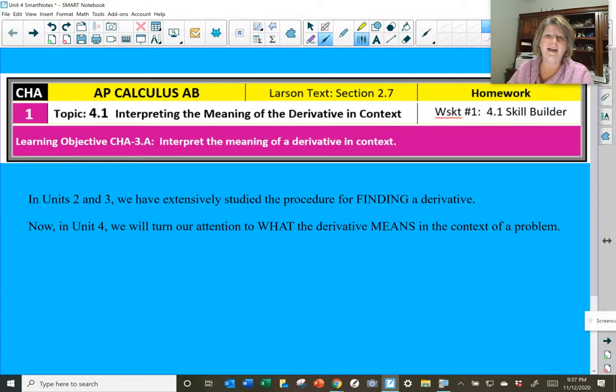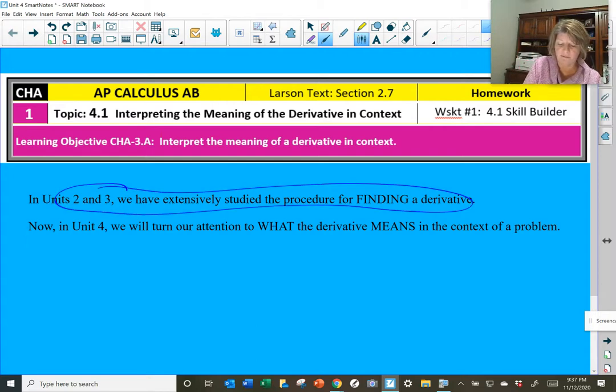Section 4.1, that's what we're working on today. And Section 4.1 is an intro section to a chapter where we're going to look at how derivatives are used. In Chapter 2 and 3, or Units 2 and 3, we worked extensively on finding derivatives, the procedural mechanical methods of actually getting the derivative. So now Chapter 4 will be fun. We'll get to put to use all those skills and determine what it means in context of problems.